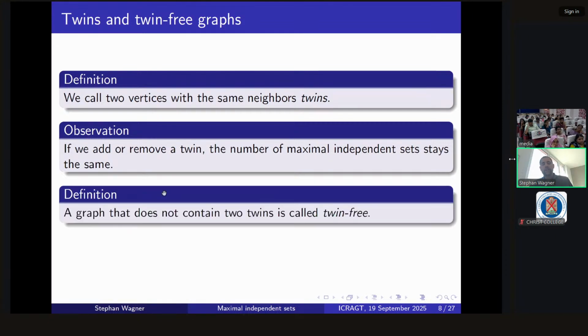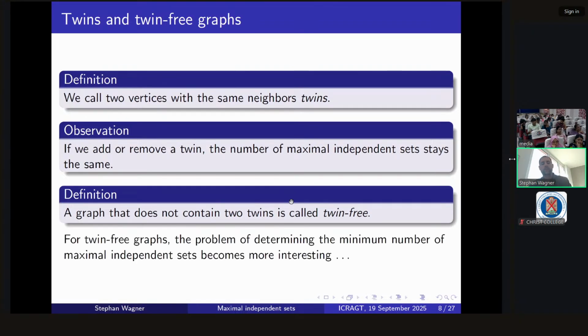Now we will be interested in graphs that do not contain twins, twin-free graphs as we call them. Now as it turns out, for twin-free graphs, the question of what the minimal number of maximal independent sets is becomes more interesting, because suddenly it's no longer just 2 for all the graph classes, but we will see different behavior showing up. Just forbidding the simple construction of adding or removing twins makes the question for the minimum a lot more interesting, as we will see.